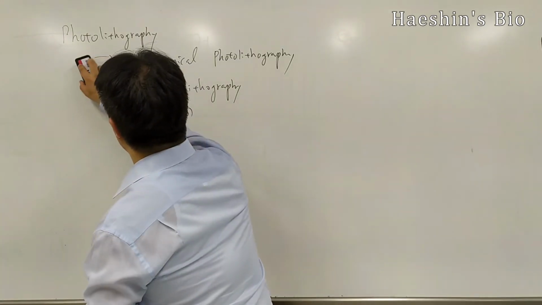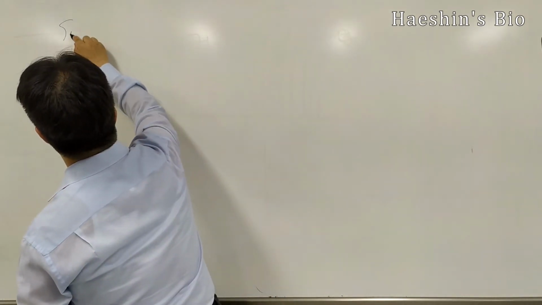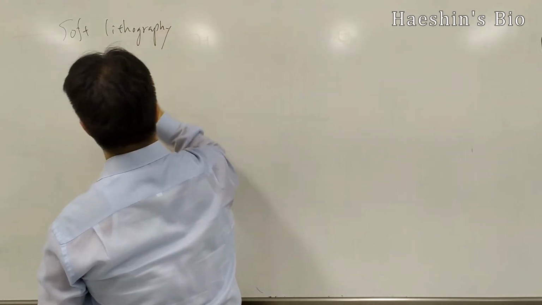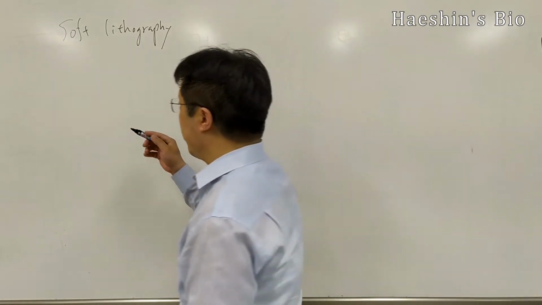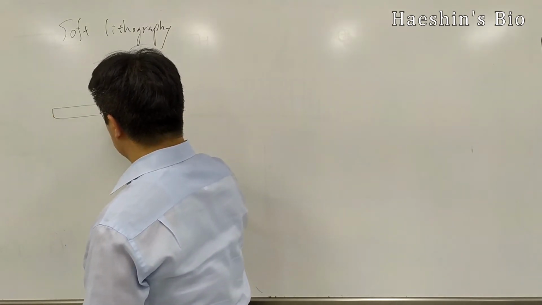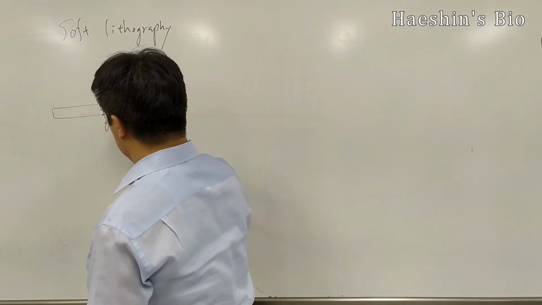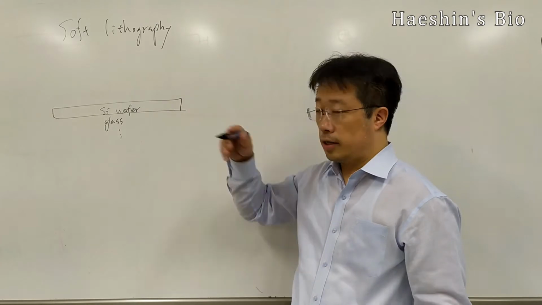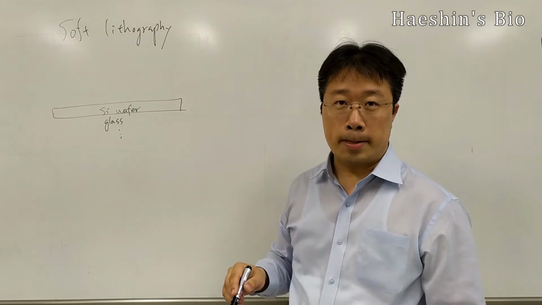Okay, so we will start. I will change this title to soft lithography, and then we talk about some soft photolithography. Generally, you can have some silicon surfaces, silicon wafers or glass, and anything that is very flat. That can be a candidate for the starting material for this soft lithography process.